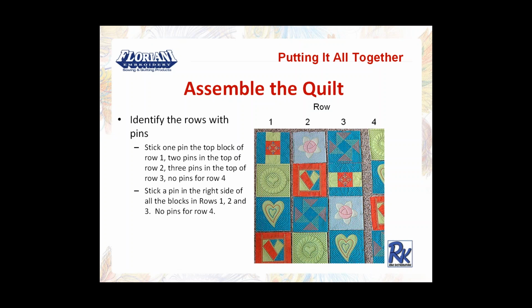Then we're going to stick a pin in the right side of each of the blocks of row 1, 2, and 3, and again, no pins necessary for row 4. So each block is going to have a pin stuck in the right side of it in order to identify the right side of each block.